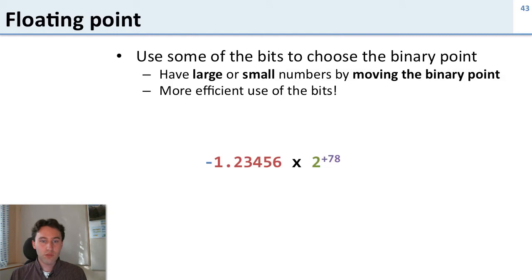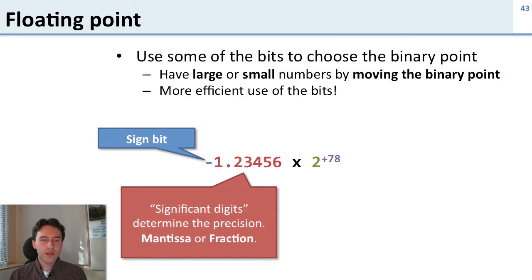So here's a floating point number. This is what it looks like, and we're going to talk about what the different parts are. They start off with a sign bit. So we're going to have a bit which indicates whether it's positive or negative. Then there are the significant digits. This determines the precision. How many bits we have here determines how accurately we can represent numbers. This is known as the mantissa, or the fraction of the number.